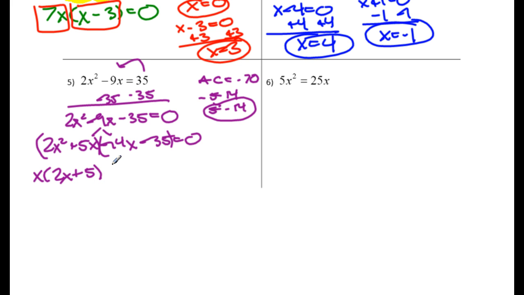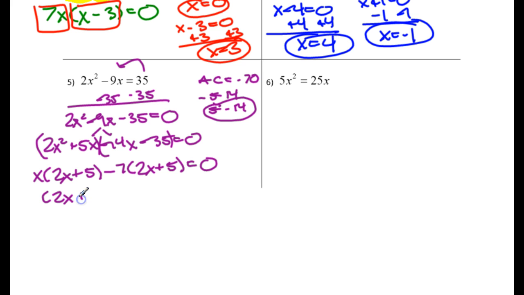Alright, second binomial. Negative 14x minus 35. I've got to get rid of that negative, so I'm going to divide by a negative. I can divide 14 and 35 by 7. Negative 14x divided by negative 7 is positive 2x, negative 35 divided by negative 7 is positive 5. And that still equals 0, bring everything down. Check it, I'm good. These are both the same.